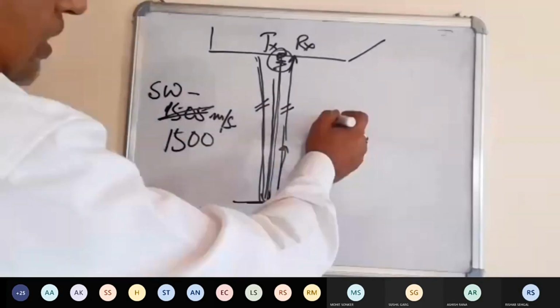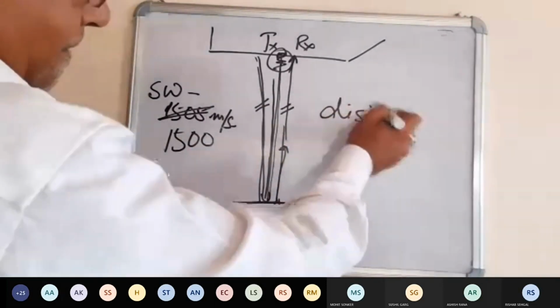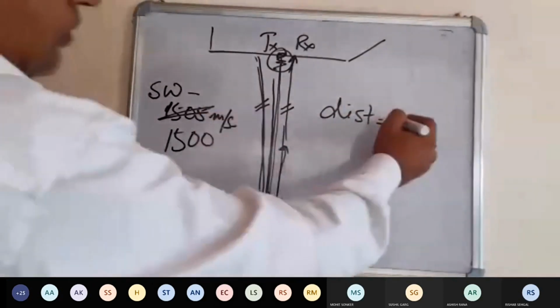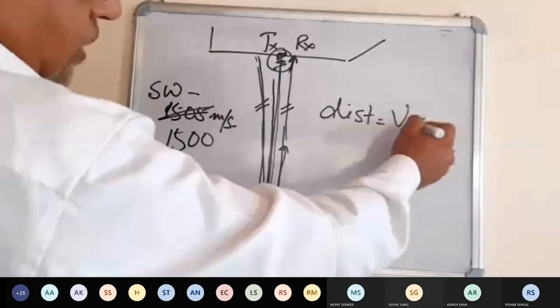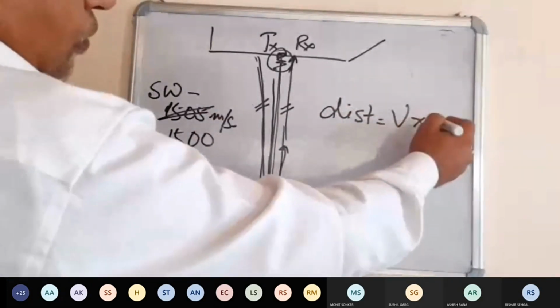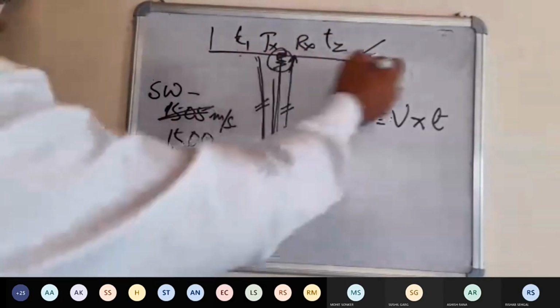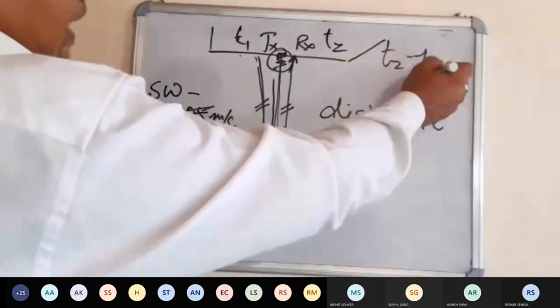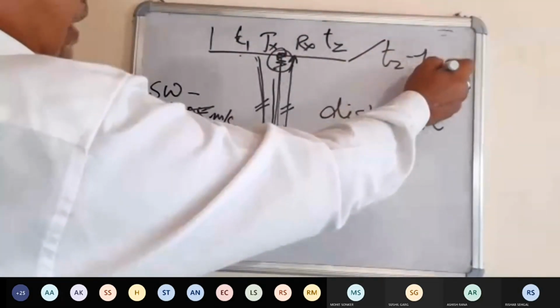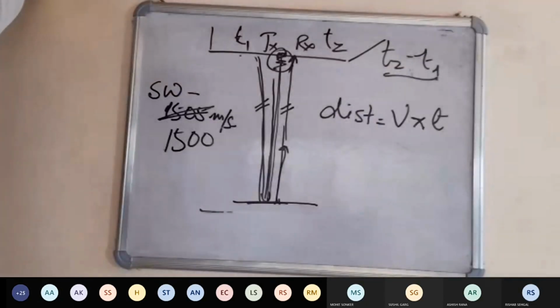That means distance traveled is speed into time. If the pulse was transmitted at T1 and it is received at T2, the time is T2 minus T1. Is that correct? Correct? What do you say?